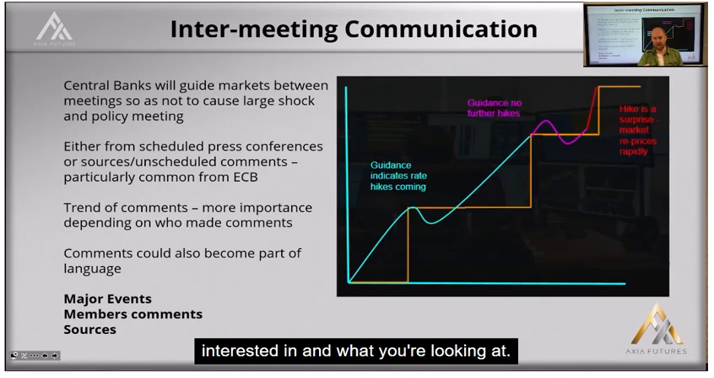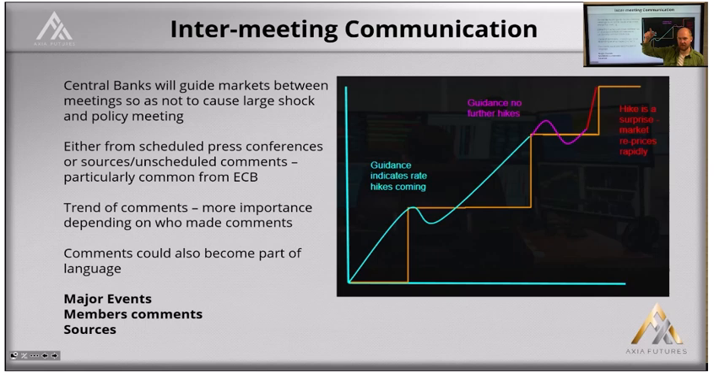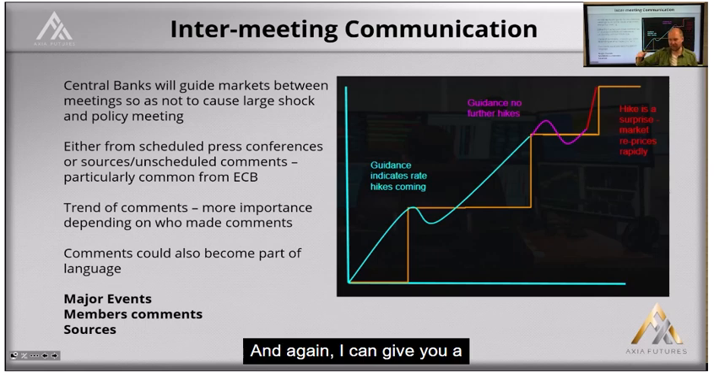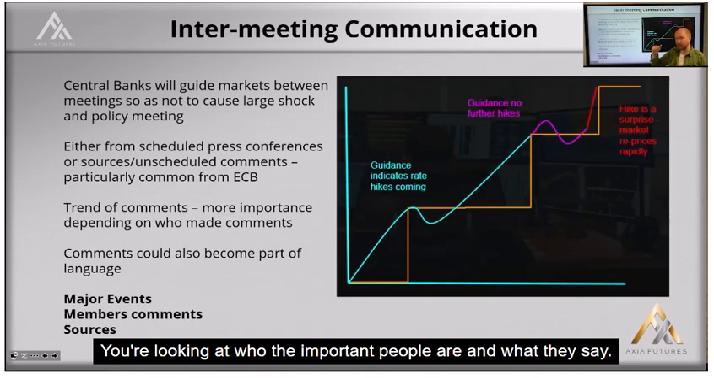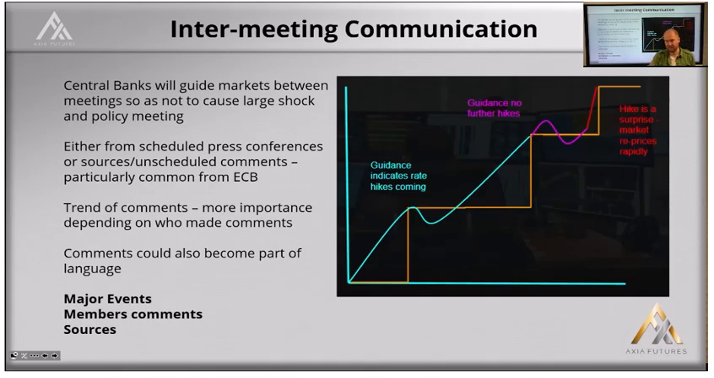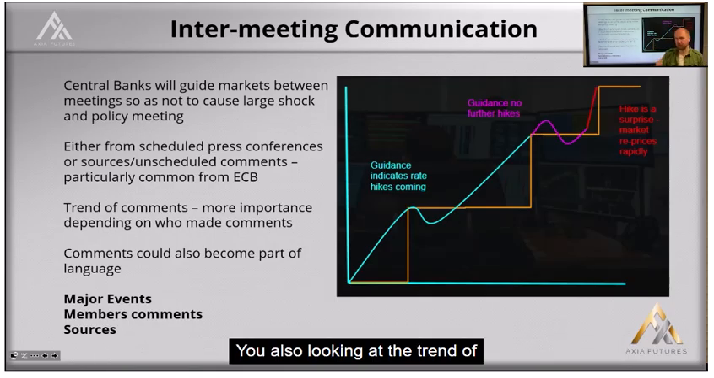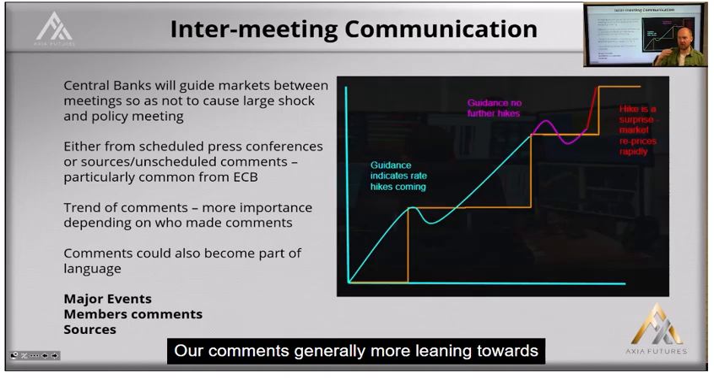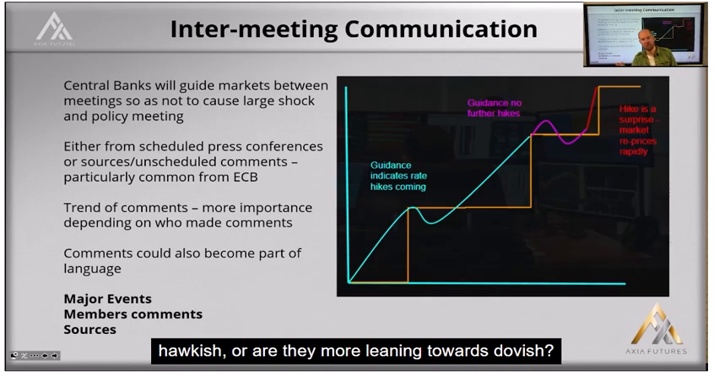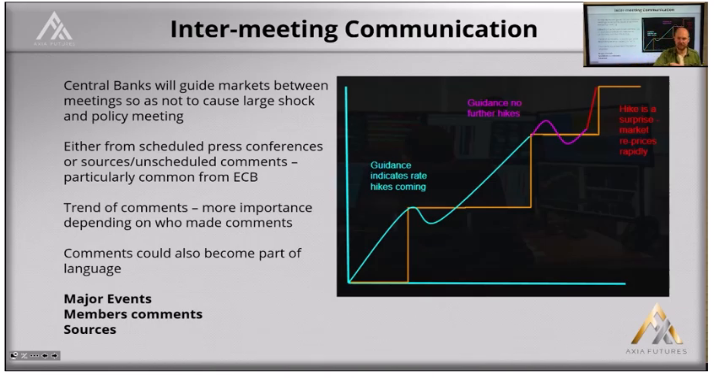Now, what you're interested in and what you're looking at is, one, the important people in that list of hawks and doves. And again, I can give you a link to where to find that. You're looking at who the important people are and what they say. You're also looking at the trend of comments. Are comments generally more leaning towards hawkish or are they more leaning towards dovish? So the trend of comments matters.